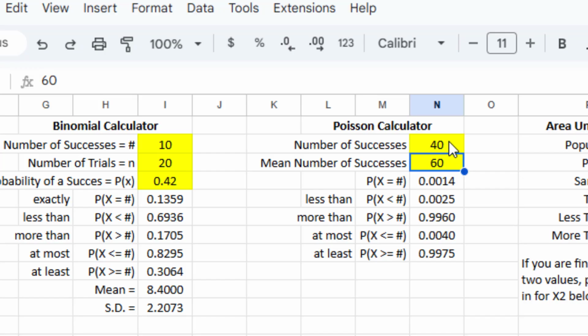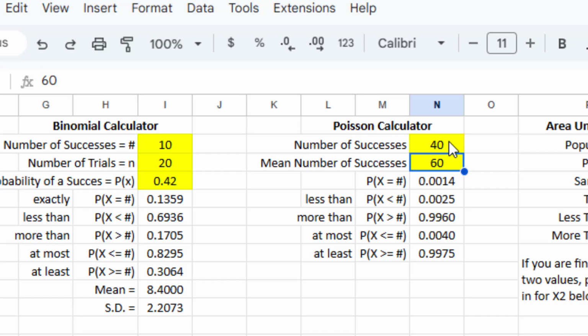It could be one day. It could be 1 hour. It could be 3 days. It could be 7 minutes. It could be 12 hours. Whatever that interval is, it has to be the same interval for the number of successes we're looking for. So if we're looking for 40 successes over 7 days, then we need to know what the average normally is over 7 days. If we were looking for 40 successes in an hour, then we need to know what the average is over an hour.